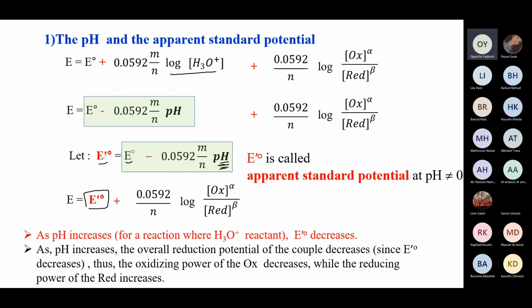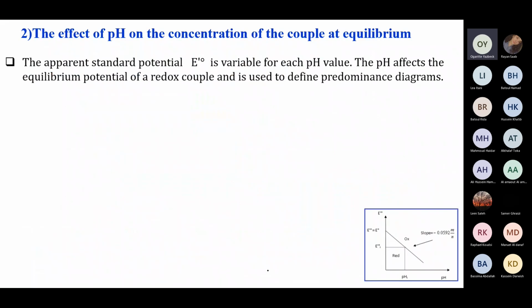So E prime naught decreases, and the overall reduction potential of the couple decreases. That when the E naught decreases, the overall E also decreases. That means the reduction potential decreases. The oxidizing power of the ox decreases, while the reducing power of the red increases. Again, reduction potential decreases, that means that the oxidizing power decreases. It becomes less of an oxidant.